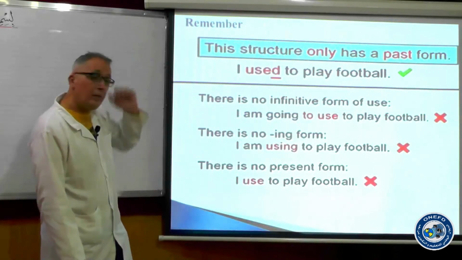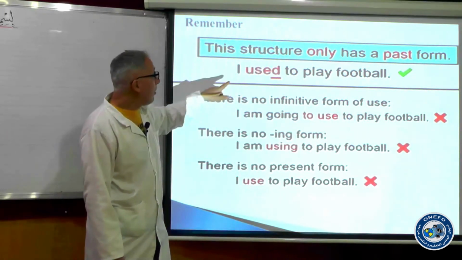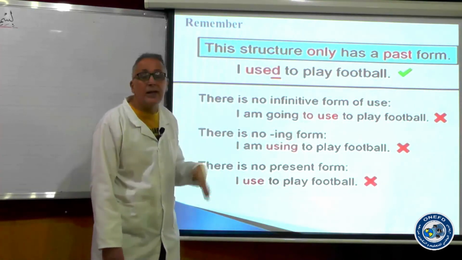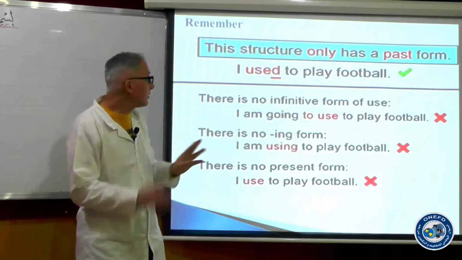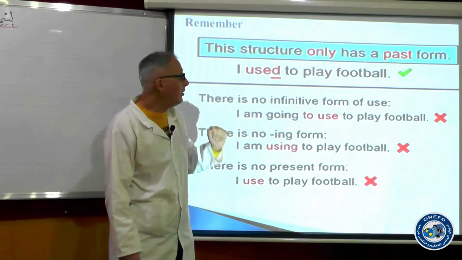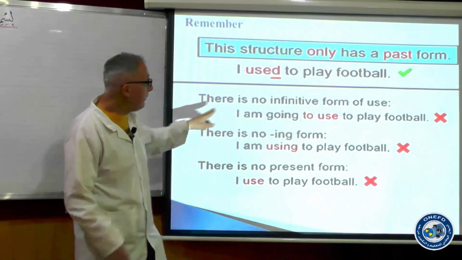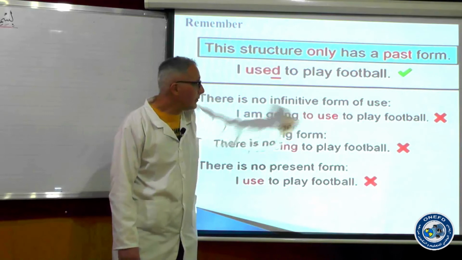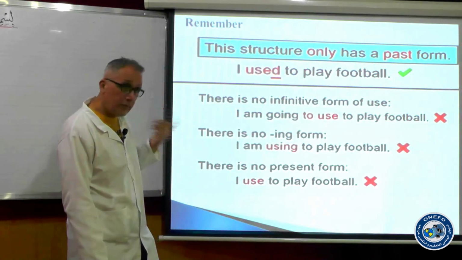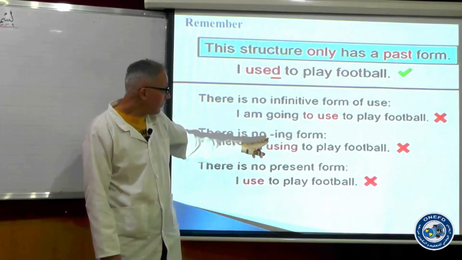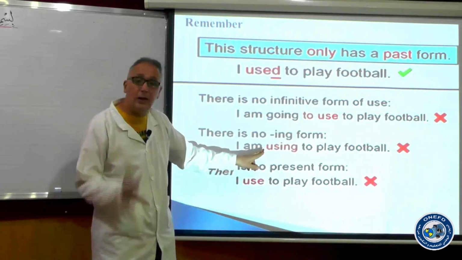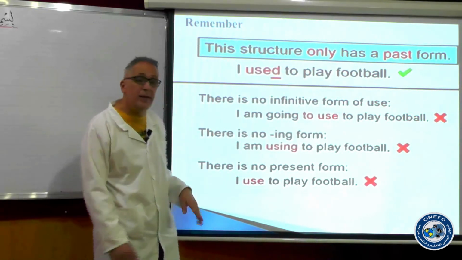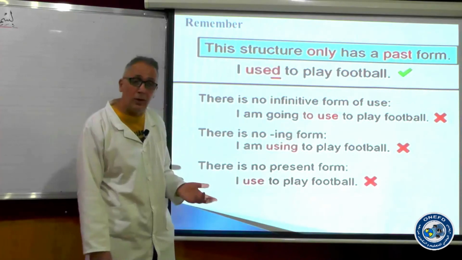Now, remember the structure of used to. This structure only has a past form, only the past form. I say, I used to play football. There is no infinitive form of used to. We cannot say, I'm going to use to play football. There is no ing form. We don't say I am using to play football. And the last one, there is no present form. We don't say I use to play football.